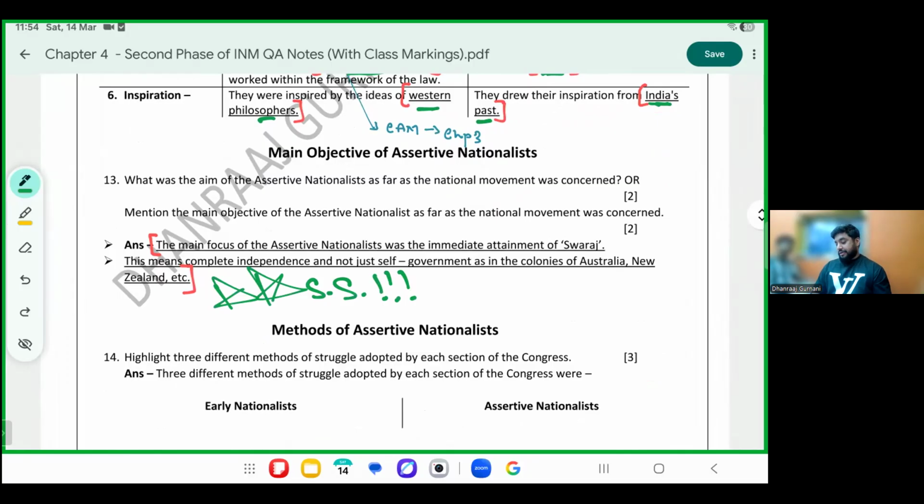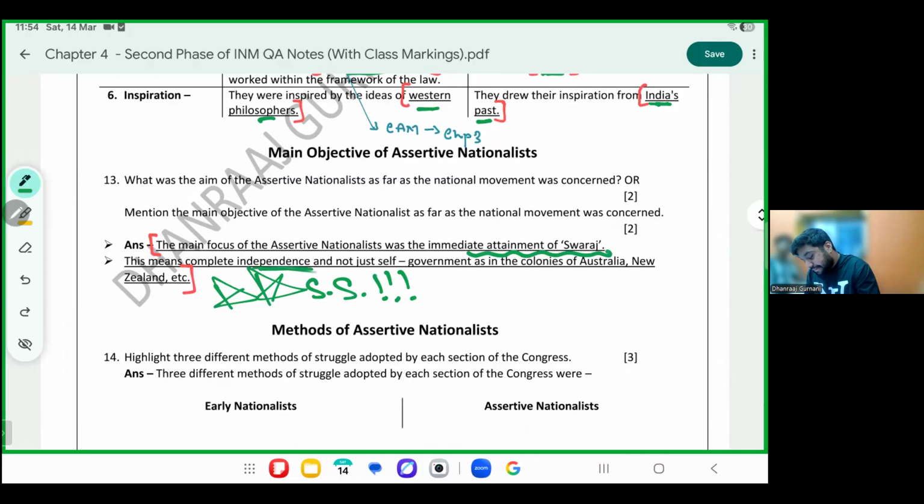McLaren if you want. What is the main objective of the assertive? Immediate attainment of Swaraj. Well, Swaraj we want immediately. Wrong thought process? No, absolutely right thought process. But the circumstances gave us independence when? In chapter number 9.